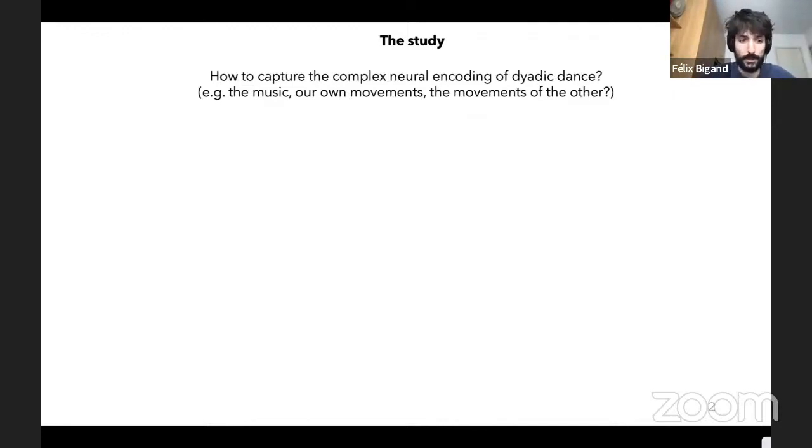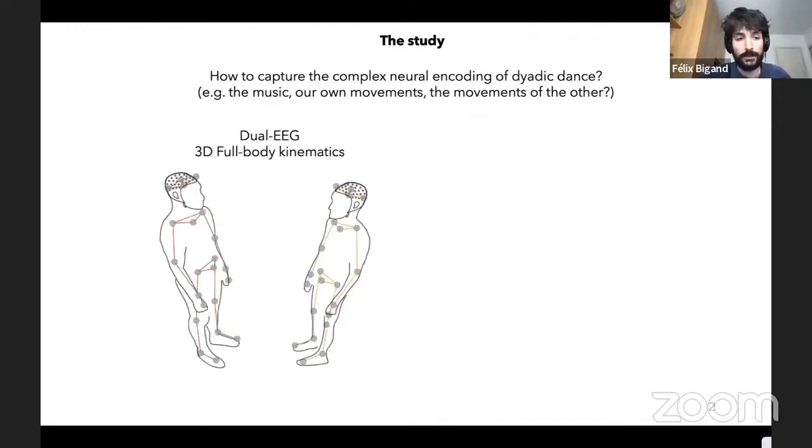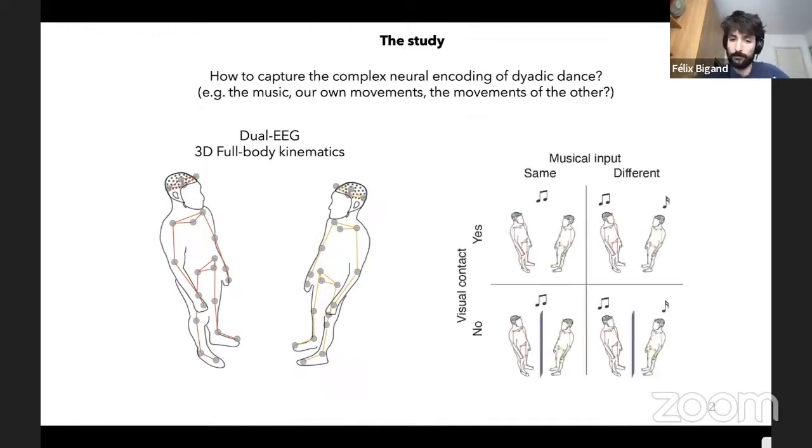And to address this question, we recorded dual EEG and 3D full body kinematics simultaneously from dyads of participants, lay persons dancing spontaneously to music. And in a 2x2 design, we manipulated both whether they could see each other and also whether participants would listen to the same or different songs which were played through earphones.